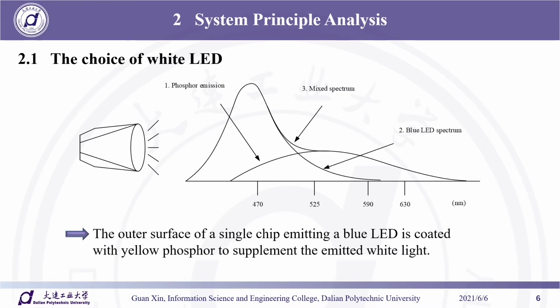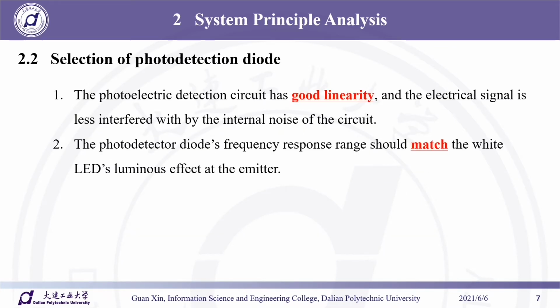Part 2. System Principle Analysis. First, the choice of white LED. In the high-throughput visible light image transmission circuit, device selection and the overall design of the circuit will directly and indirectly affect the communication performance. The first line is the spectral curve of fluorescent-type imaging. The second line is the curve of the single blue LED imaging. The third line is the mixed curve of the first and second types.